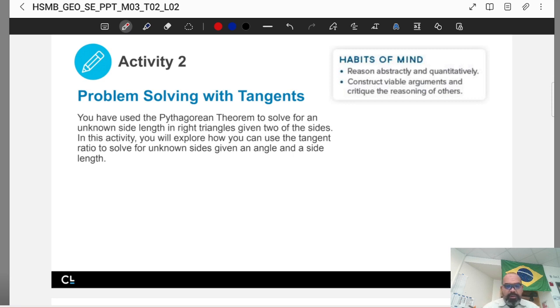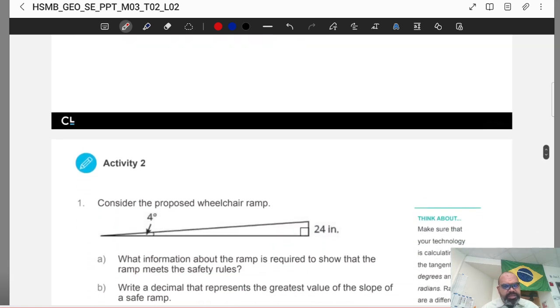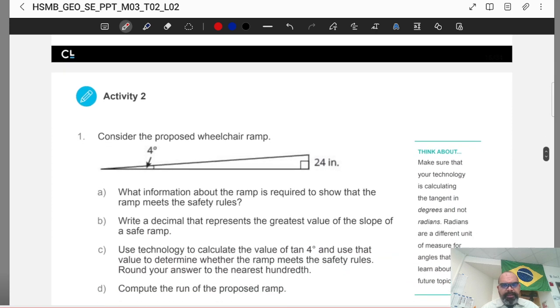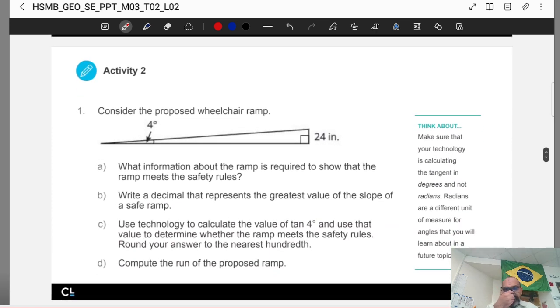Great. Now, attention here. Let's go the other direction. Let's use the word problems to apply this stuff here. Okay? First one, consider the proposed wheelchair ramp. 4 degrees, 24 inch. What information about the ramp is required to show that the ramp meets the safety rules? What I need to have for the wheelchair to work. Okay, is this ramp safe or not.